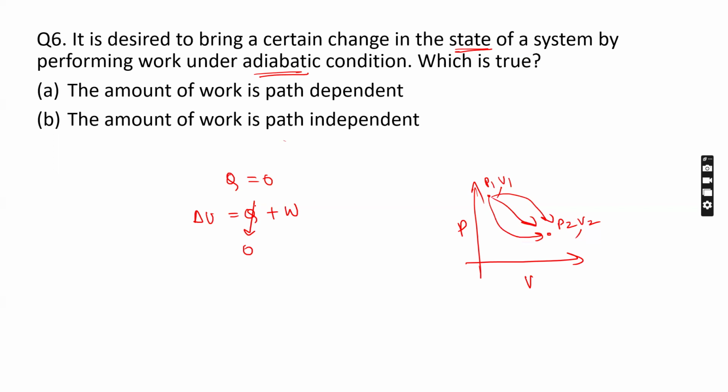But since here Q is equal to 0 and delta U completely depends on the system properties, and we know that U is generally a state function, for an ideal gas assume, then here the delta U is constant always for any path. So it means that W is also constant here. So in this case, we would say the amount of work is path independent. Generally, it is dependent, but here it is path independent. Okay.